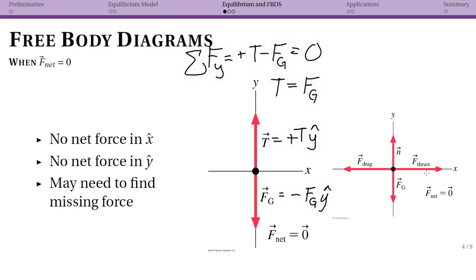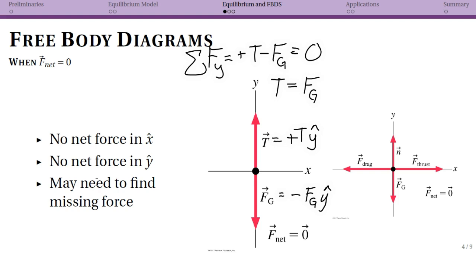Now, in this case, you have the same thing happening in x and in y, in that you have two forces that are purely in y, two forces that are purely in x, and you can see that the thrust force and the drag force are equal in magnitude and opposite in direction, same for the normal force and the gravitational force. Now what I want to highlight is that you might need to find a missing force, and that's something that's going to come up a lot in equilibrium.